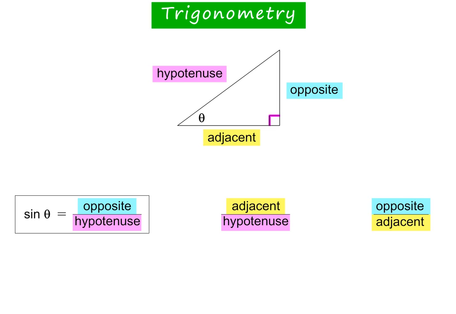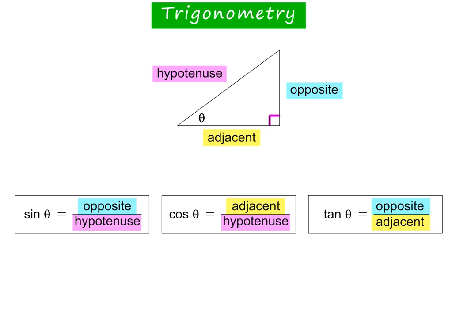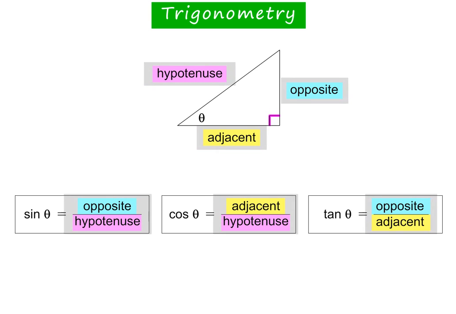The first one is called sine of theta, or just sine theta. The next ratio is called cosine of theta, or just cos theta. And the third ratio is called tangent of theta, or just tan theta. This information is extremely important in trigonometry. Let's go on to see how to remember it.